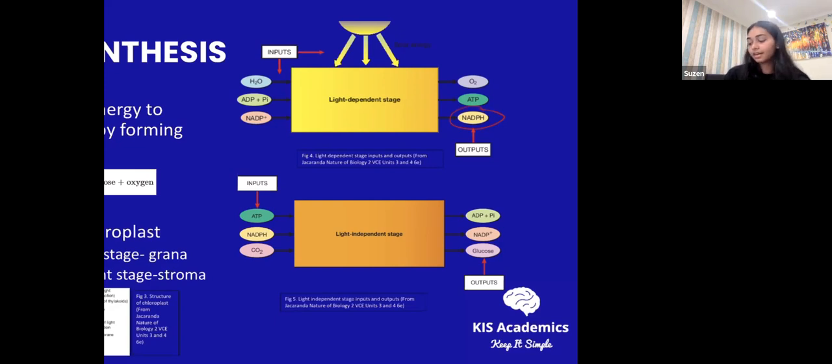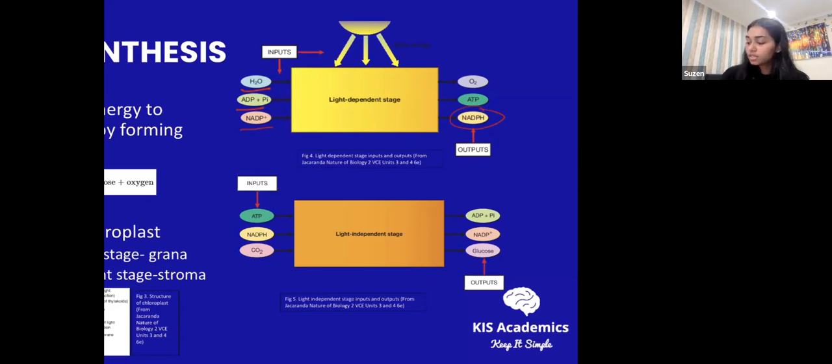Once we look at the inputs and the outputs, in our light-dependent phase, we're going to input water, ADP, Pi and NADP+. ADP, Pi and NADP+ are coenzymes. Coenzymes' main function is to assist any of the enzymes that are involved in photosynthesis to carry out their reaction better. ADP, Pi and NADP+ right now are unloaded versions because they're not carrying the hydrogen on them.